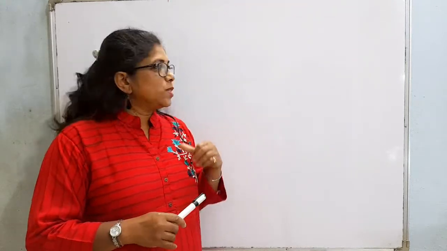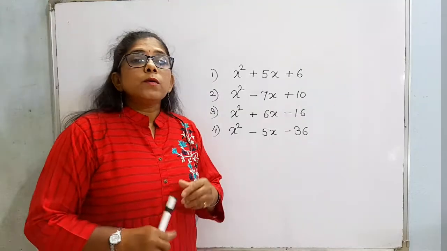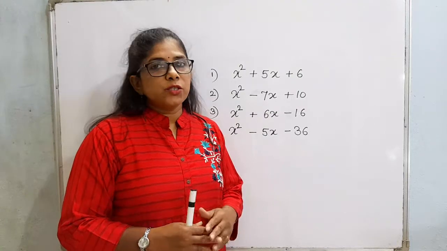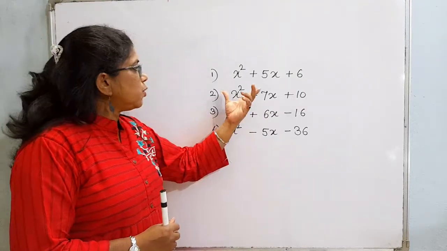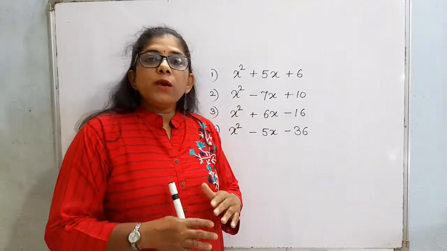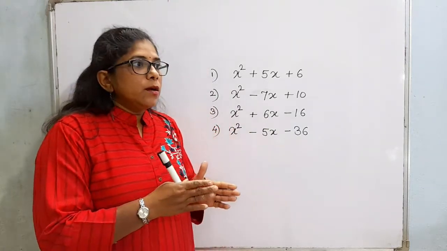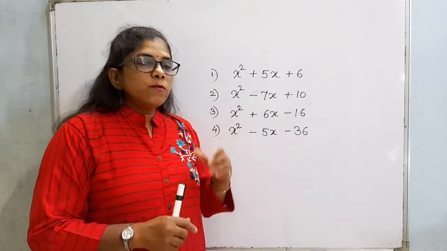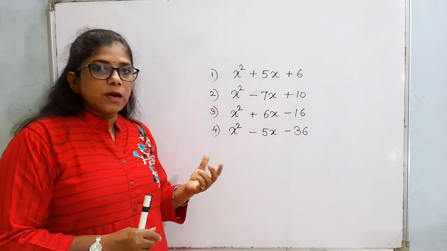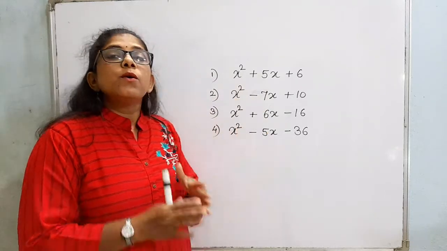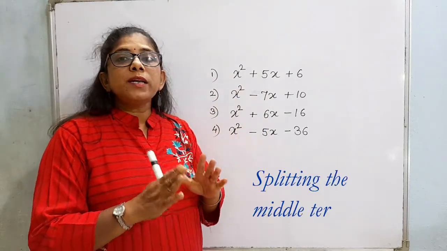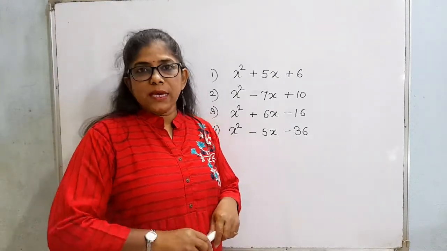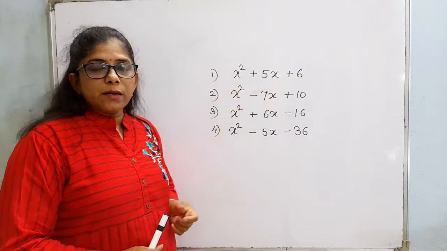So let's start with this factorization. What we are going to discuss today in this video is factorization of trinomials. Factorization of three terms where we cannot apply our identities (a plus b) whole square and (a minus b) whole square. So how to factorize such trinomials is, we do this by splitting the middle term. And this is the most important step, we can say, of splitting the middle term.